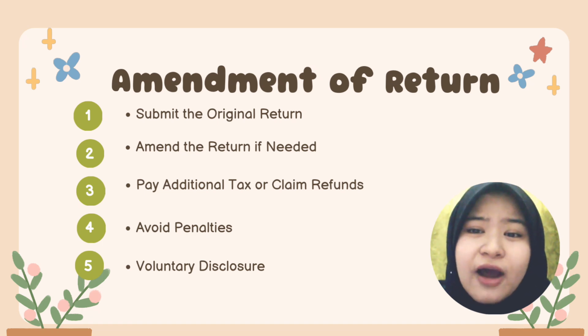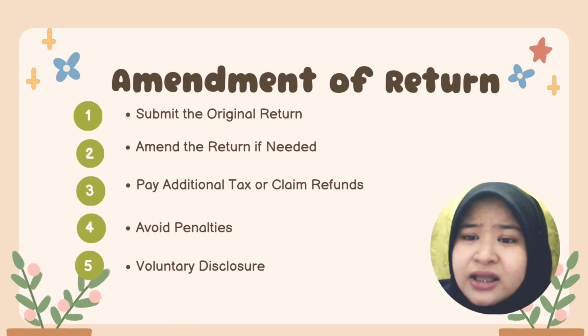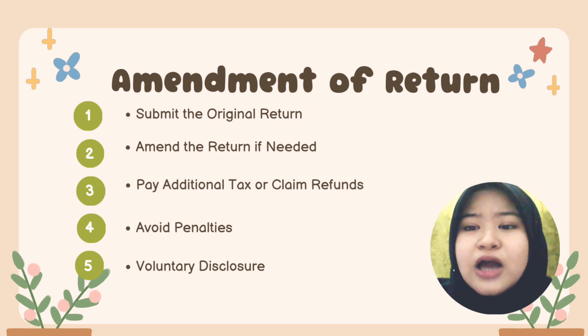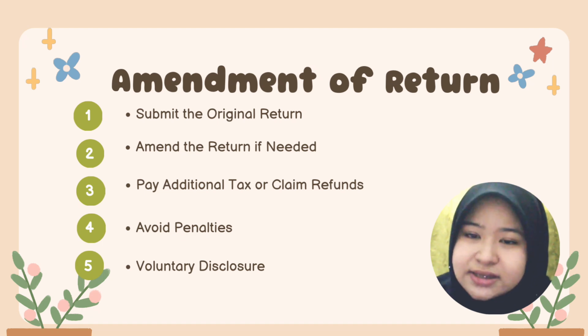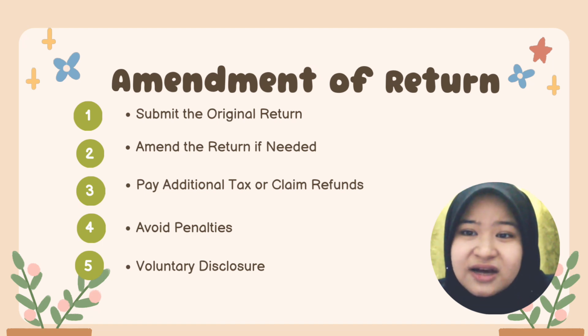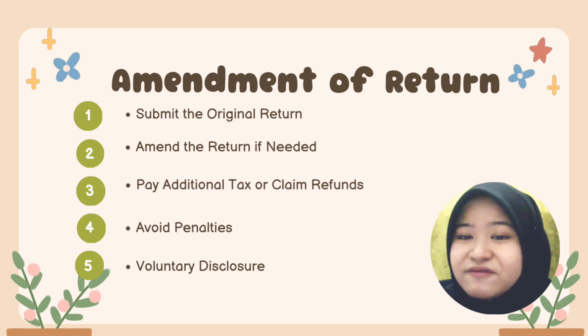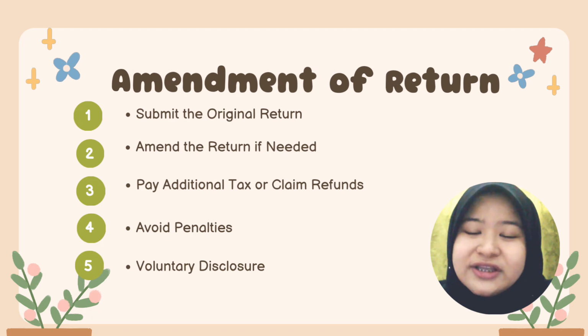And step 4, avoid penalties. Filing late or submitting incorrect information can result in penalties of up to 100% of the underpaid tax. Please keep the records for 7 years in case of an audit. And lastly, voluntary disclosure. If errors are discovered after the amendment window, the company can voluntarily disclose the mistake for reduced penalties. And that is all.